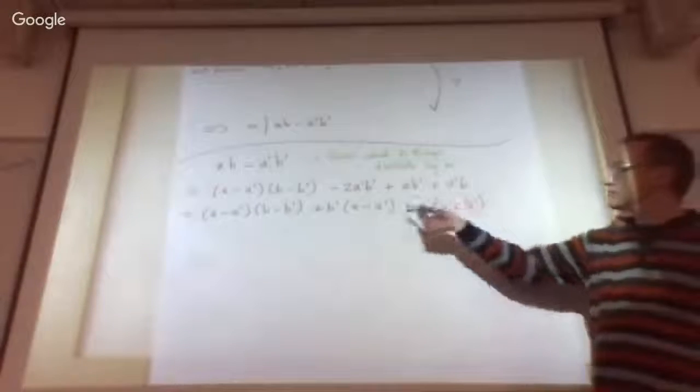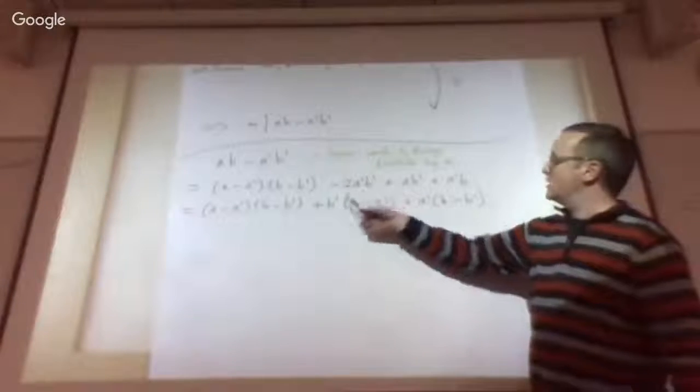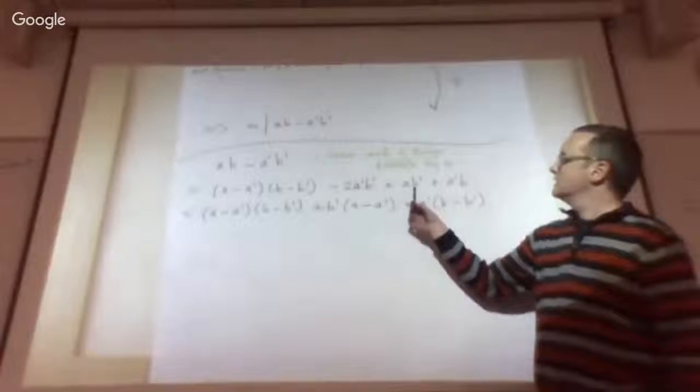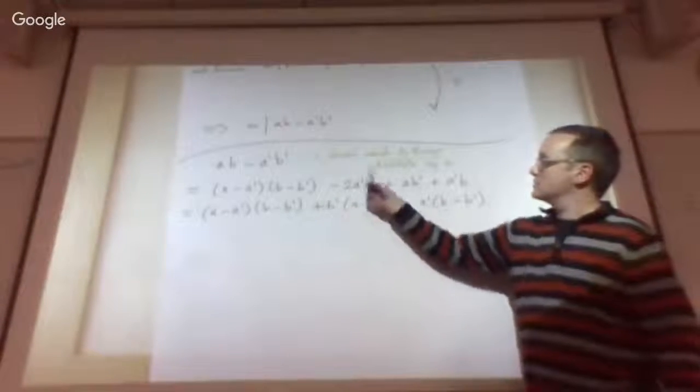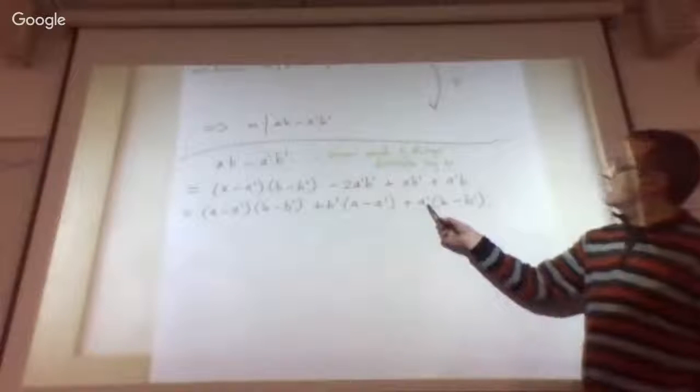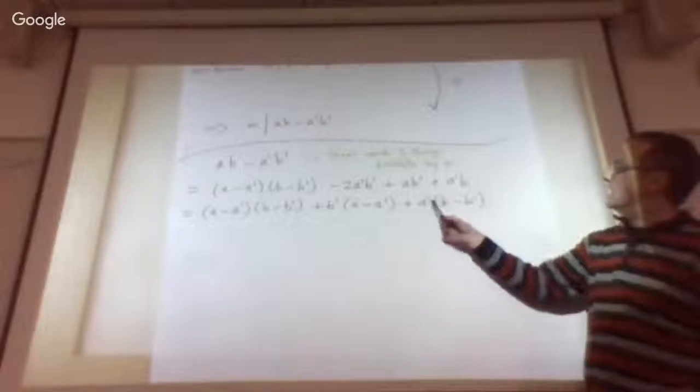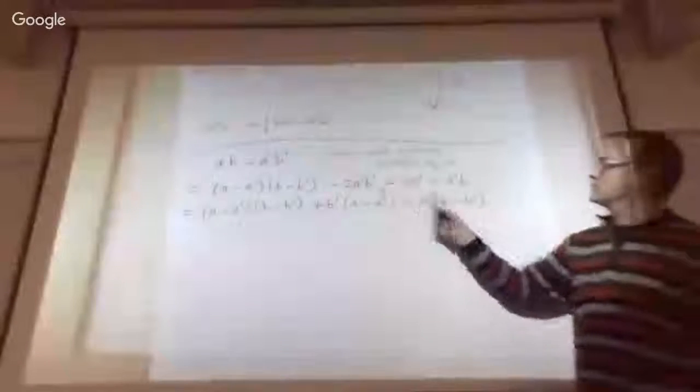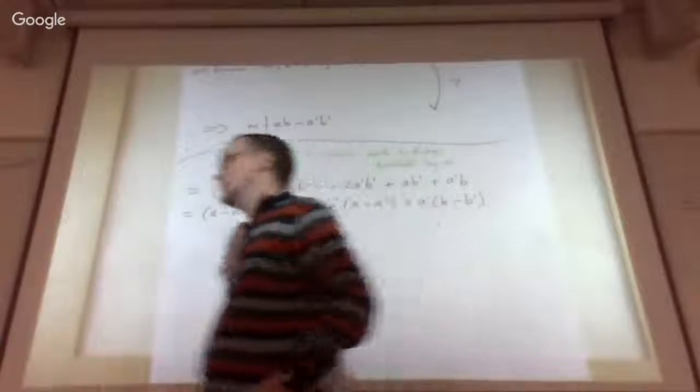Okay. Multiply that, you see it's true. B prime A minus A prime B prime, which is one of these. And here you get A prime B, which is this one, and minus A prime B prime, which is the other one of those. Okay.